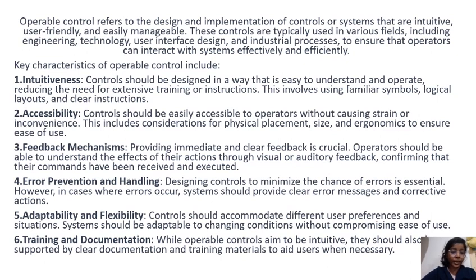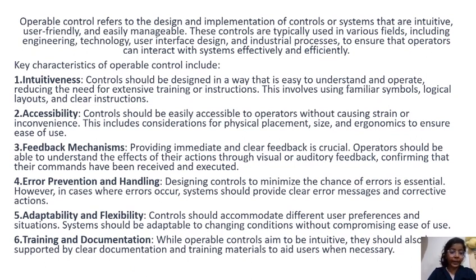The third one is feedback mechanism. Providing immediate and clear feedback is crucial. Operators should be able to understand the effect of their actions through visual, auditory, and other feedback, and confirm that their commands have been received and executed. The fourth one is error prevention and handling. Design the control to minimize the chance of error. However, in case an error occurs, the system should provide clear error messages and corrective actions.